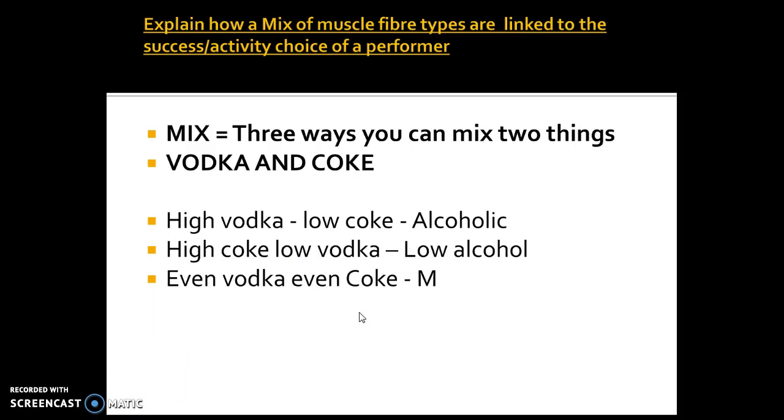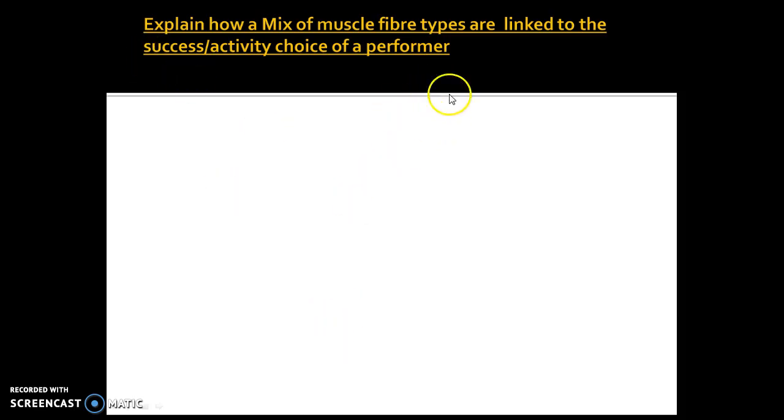Okay, so next question then. So we're going on here then. Explain how a mix of muscle fibre types are linked to the success or activity choice of a performer. So how does a mix of muscle fibres influence somebody's choice in activity? The key thing on this is not a question asking about structural and functional characteristics of muscle fibres. This is the more tricky one that people tend to struggle with.